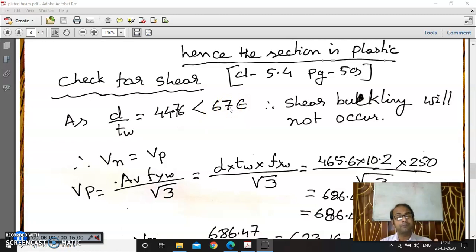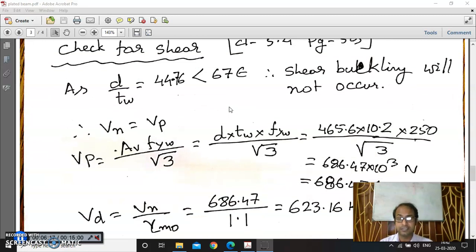What will happen if shear buckling does occur will be discussed in the next chapter or in some consecutive chapter of plate girder analysis or design. Now, if it is within this limit, Vn, the nominal shear, will be equal to Vp, the plastic shear.